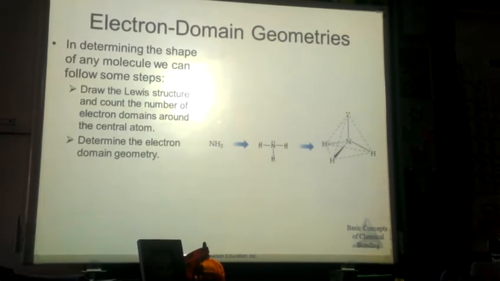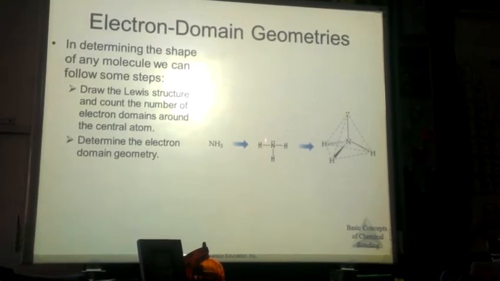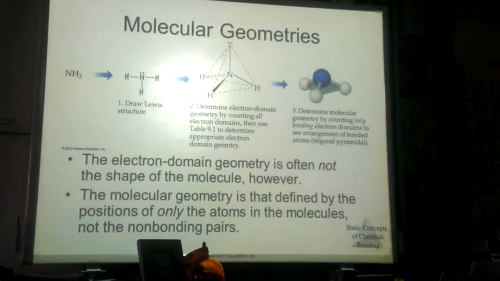So if, for example, we did ammonia, NH3, I draw the Lewis structure, and so now I want to determine what is the electron domain geometry. Well, I have 3 bonding, 1 non-bonding. So because I have 4 electron domains, it's going to be in the tetrahedral electron domain geometry. But now what is its molecular geometry? That's the next question.